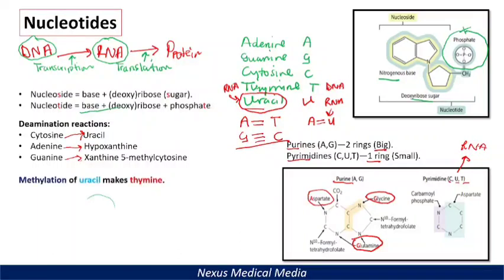And last but not least is uracil. What's the difference between uracil and thymine? Thymine has a methyl group. So if you add a methyl group here, you get thymine. So uracil plus CH3, you get thymine. So in the next video we'll talk about the synthesis of pyrimidines and purines.